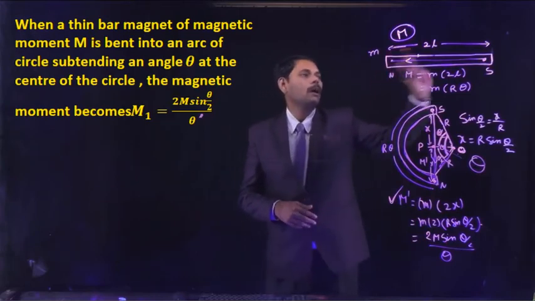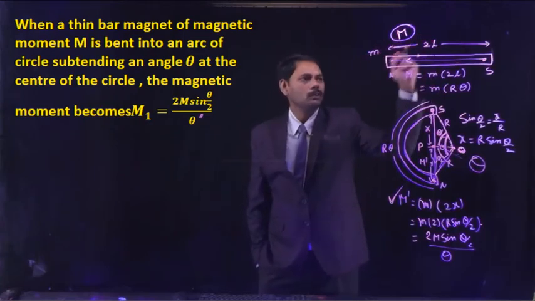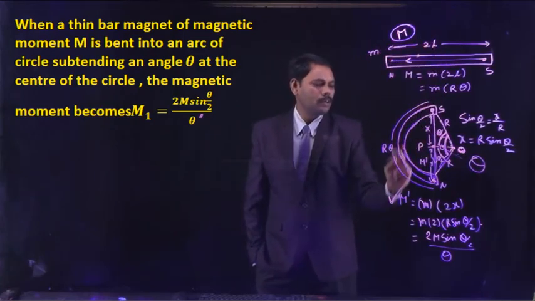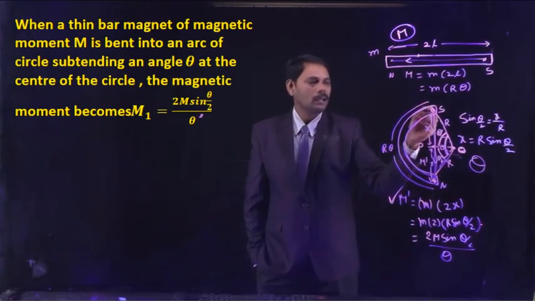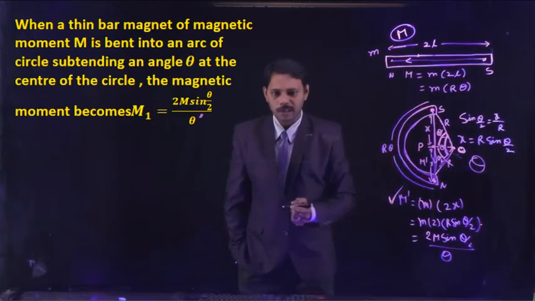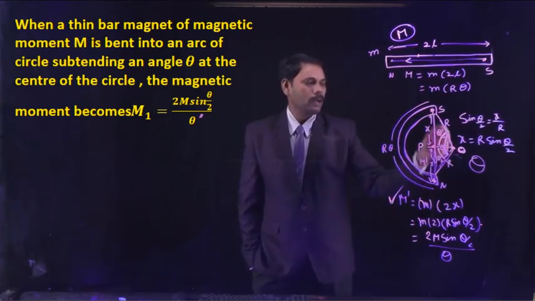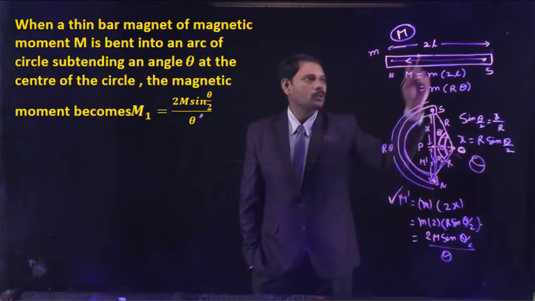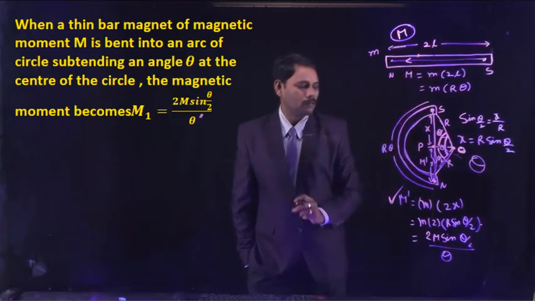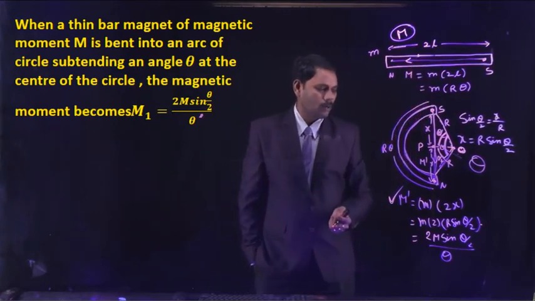Initially it was a bar magnet having magnetic moment M and length 2l. This 2l length is now bent into arc shape. As theta is the angle made at the center of the circle, the length of the arc is equal to r theta. Geometrically, we know that if theta is the angle made by the arc at the center of the circle, then the arc length is r theta. So 2l is equivalent to r theta.